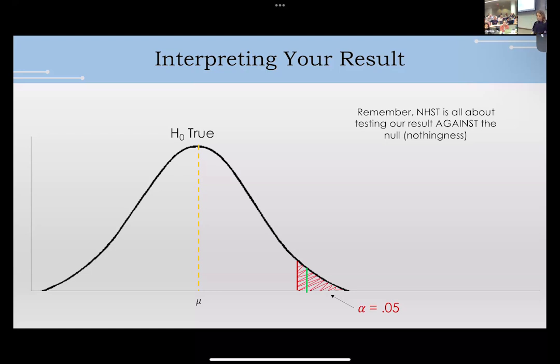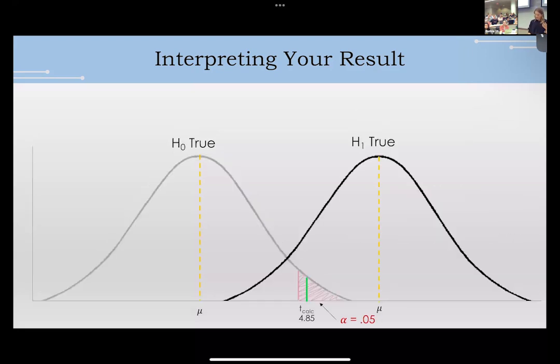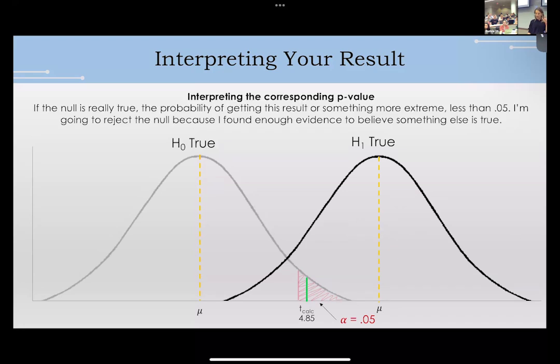Something is going on. Now, how do we interpret this? Let's say the t-calc is 4.85. There's 4.85 times more effect than error, right? Your result is 4.85 standard error units away. I'm not going to do p-value again. Now let's look at the outcomes.